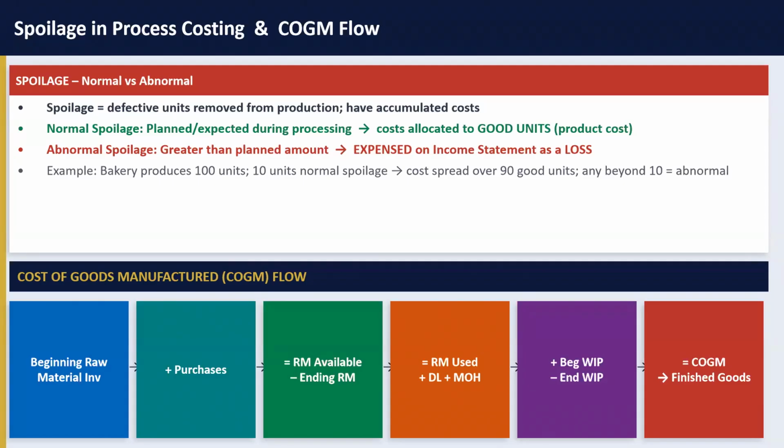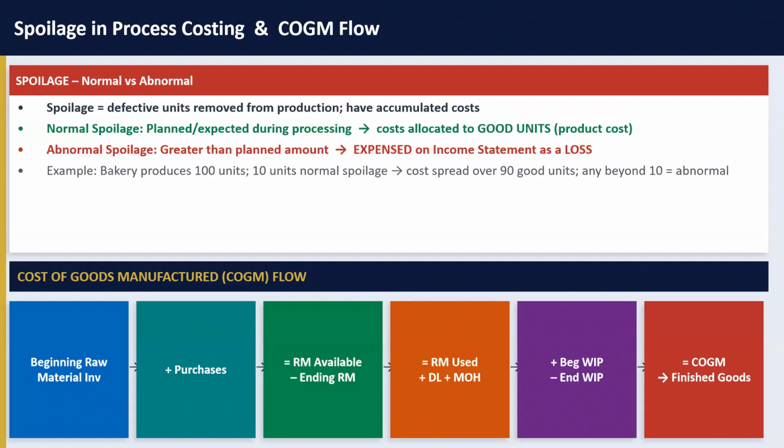Abnormal spoilage is when, without proper planning or due to uncertain situations that came up, more spoilage took place than normal spoilage. That will be our abnormal spoilage, which you can avoid, but it still took place due to various reasons.